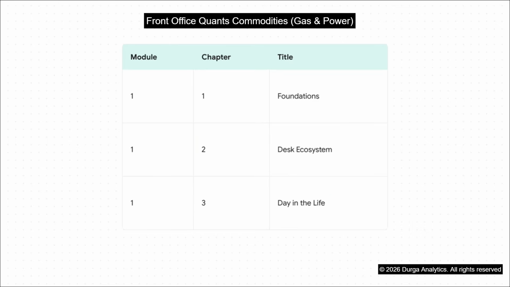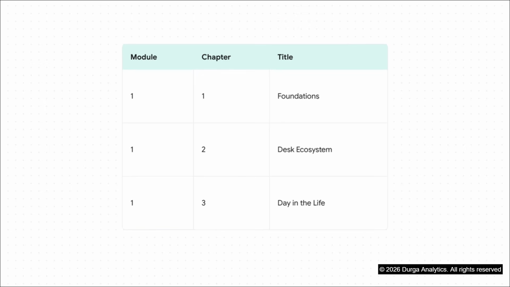Now, before we map out the actors in this system, let's quickly anchor ourselves. This explainer is pulled straight from our front office quant commodities curriculum at Durga Analytics. It's a massive, cumulative journey. We're talking 12 modules and 100 chapters total. It takes you from the absolute basics through advanced gas and power structures right into complex system architecture and capstone desk projects. Right now, we're diving into Module 1, Chapter 2, the trading desk ecosystem.